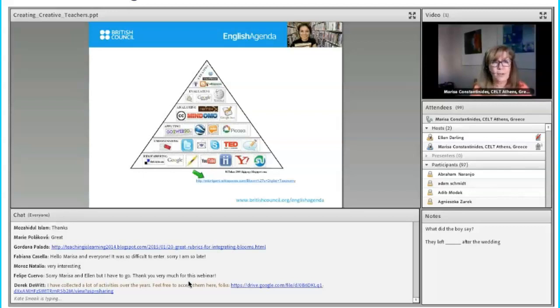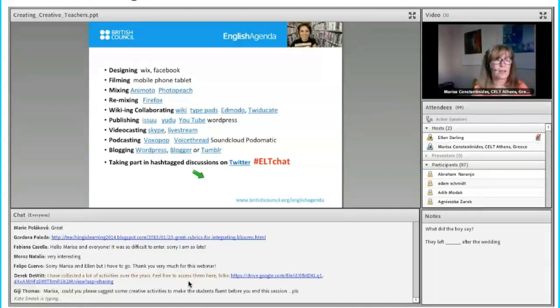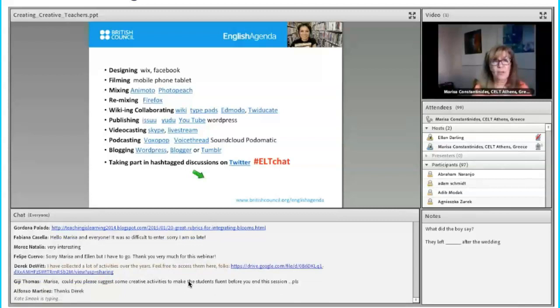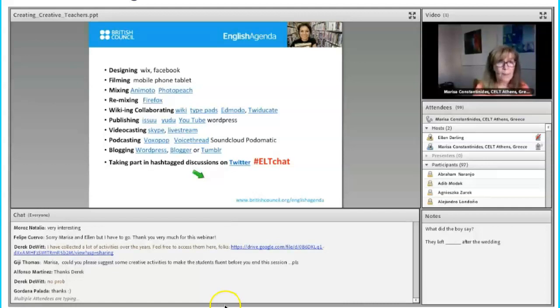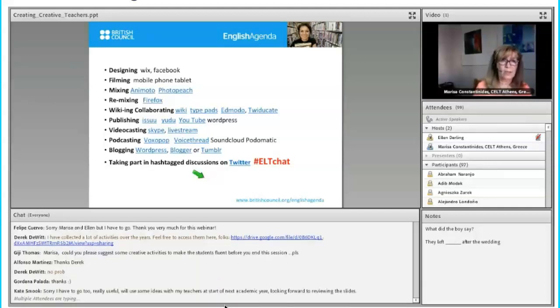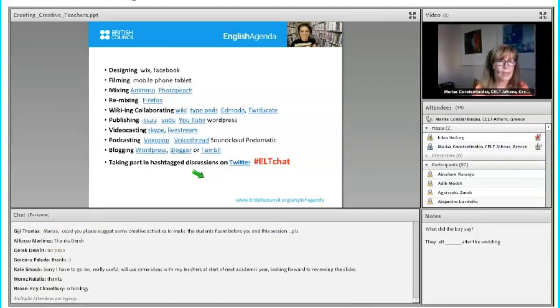And of course, using various applications, various online tools is quite important. And I've mentioned here for designing, you could create websites, Facebook pages, filming using your mobile phone, get them to use their phones, their tablets. You can get trainees to mix, to remix using the Firefox mixing tools, collaborating in wikis and Edmodo and Twitter, and publish. So there's lots of tools here that you can use to get your trainees to create. And obviously, blogging. Blogging is quite important.